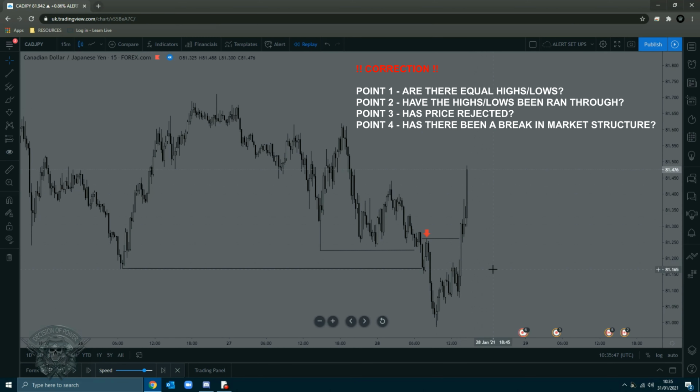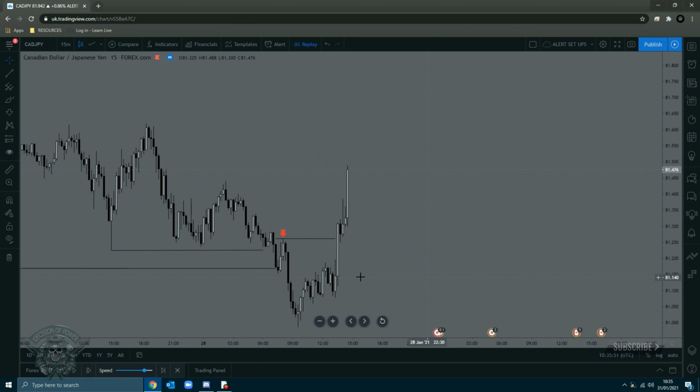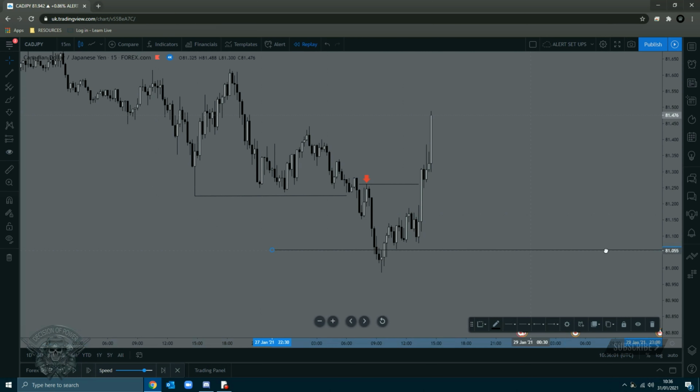What candle was it that caused the move out of here? If I zoom in a little bit, the last down candle is here. That caused the rally up to break structure. So that's the area that I'd be looking to get in on.